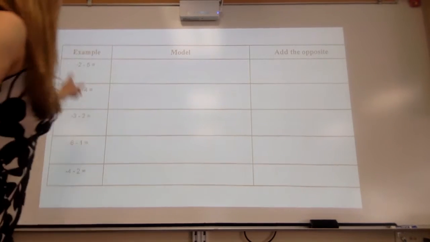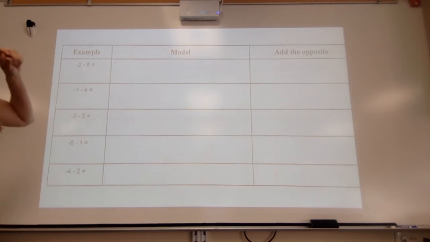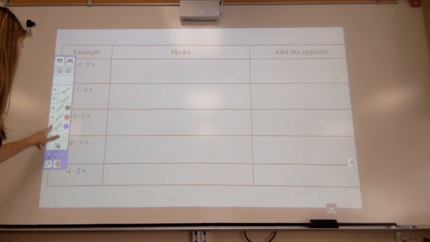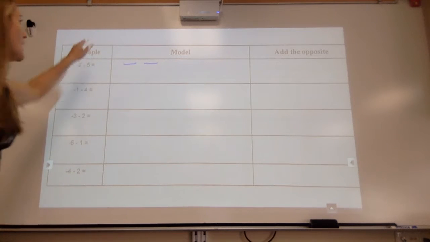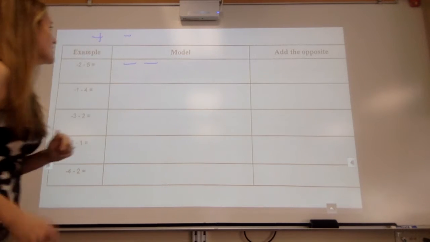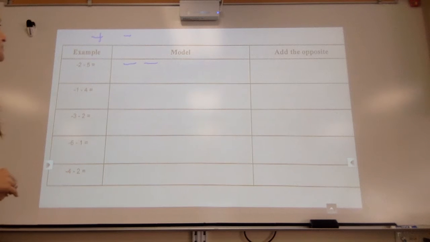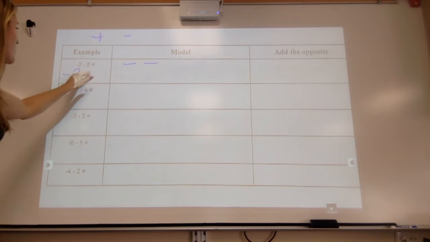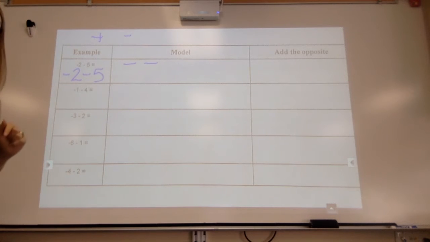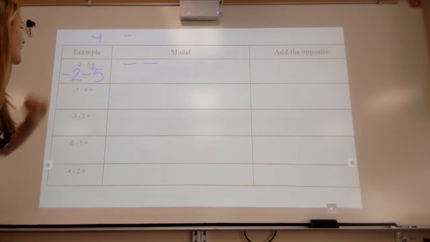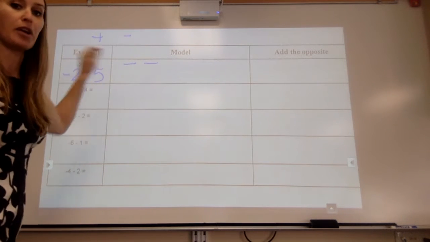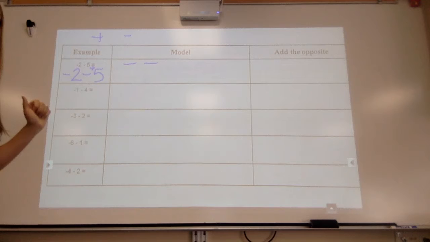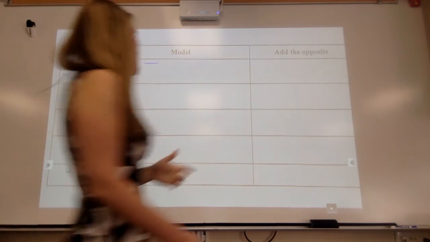So our first example is -2 take away 5. Let's start with two negatives. Remember, we've been showing them as either a positive being a plus sign or a negative looking like a subtraction sign. So I've got two negatives. Now I want to take away, it's -2 minus 5. Remember, that 5 is a positive number. Do I have 5 positives to take away right here? We don't, right? So we need to bring in those zero pairs that we talked about last time.